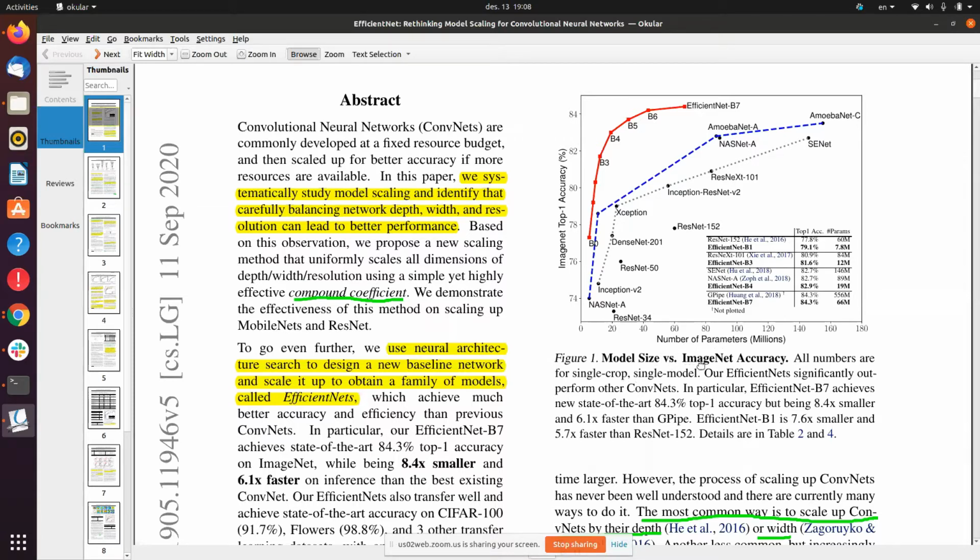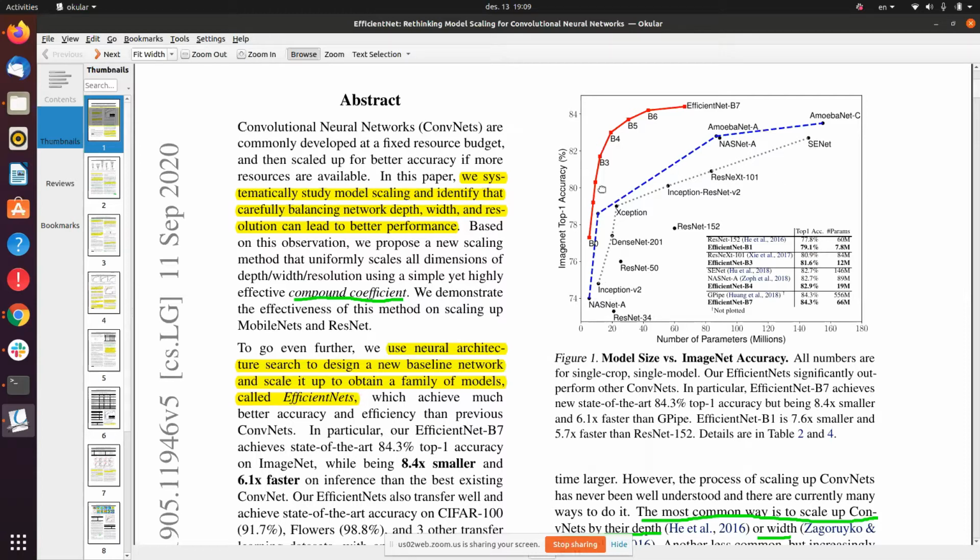They have taken the ImageNet dataset as the base dataset, and on top of it they have run different models. This diagram shows how many parameters each model has and what accuracy they have achieved. If you see here, the blue is AmoebaNet, and the dotted line, I think Inception to SENet, shows how they progressively improved the accuracy by increasing the number of parameters.